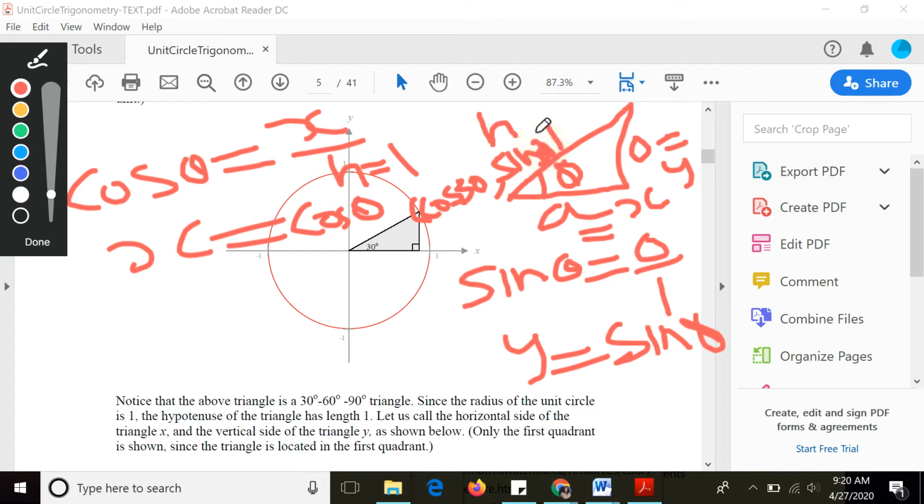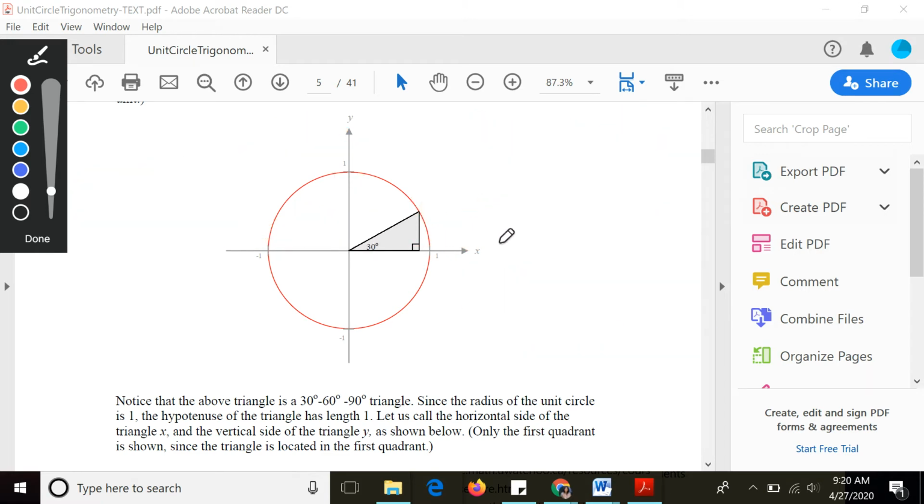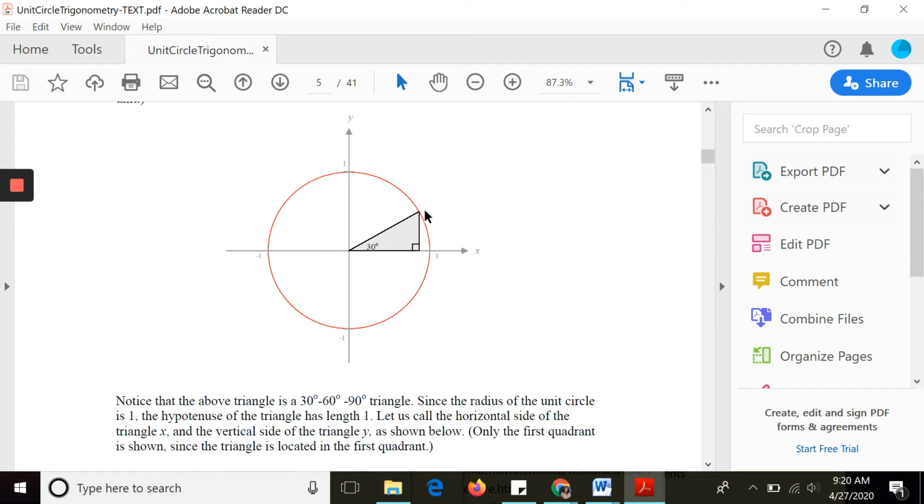But always remember, this is cos and sine if the angle 30 is with respect to the x-axis. If angle 30 is not with respect to the x-axis, this won't be cos 30 and sine 30 anymore. So you always have to pay attention to that. If the angle is with respect to the x-axis, then your x coordinate is cos of that angle and your y coordinate is sine of that angle. So now we know the coordinates of this.